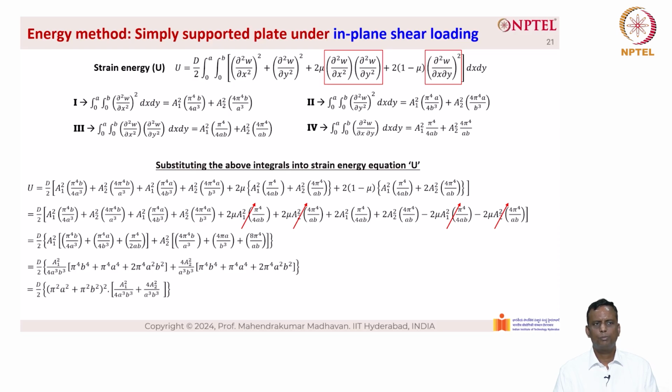And then once we simplify it, we get the value D by 2 into (pi square a square plus pi square b square) the whole square into a1 square divided by 4a cube b cube plus 4a2 square divided by a cube b cube. And this can be again simplified as you can see here: U equals D by 2 into (pi square a square plus pi square b square) the whole square divided by 4a cube b cube into (a1 square plus 16a2 square).